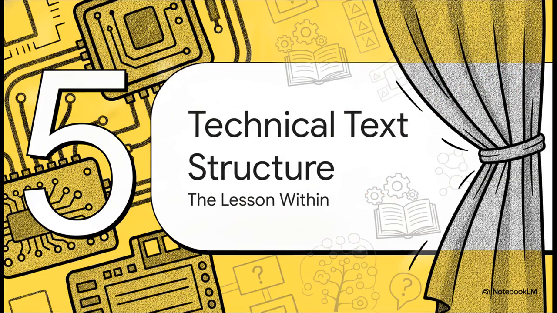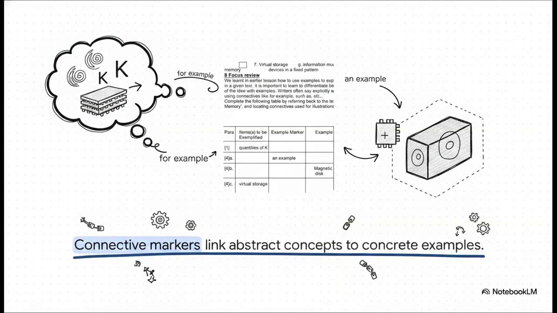Section 5. Decoding technical text architecture. Okay, so we've solved the hardware problem. Now let's pull back the curtain. How did the text actually teach us these highly technical concepts without losing us? Notice how the writer explicitly uses connective markers, phrases like "for example" or "an example," to systematically anchor abstract terms to concrete facts. When they explain a tough concept like virtual storage, they immediately ground it with a real-world scenario. You see, these aren't just filler words, they are structural signposts letting your brain know that reality is about to kick in.